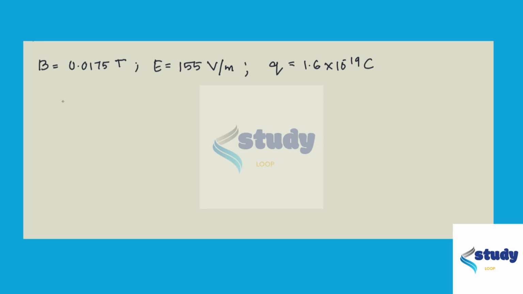Then the magnetic field bends the ions in a circular arc. Now, in a velocity selector, the magnitude of the electric force is equal to the magnitude of the magnetic force, and the directions are opposite for both the forces.